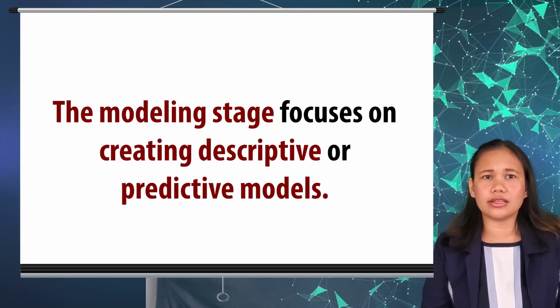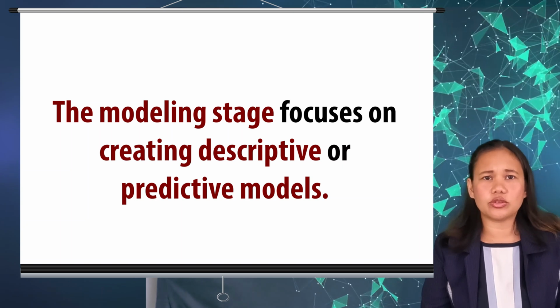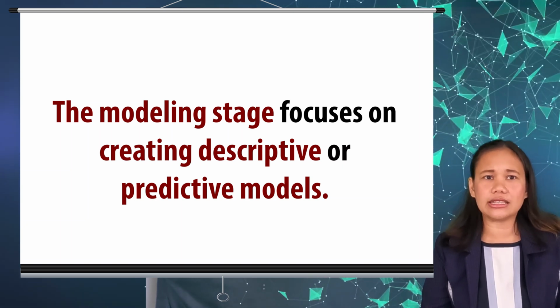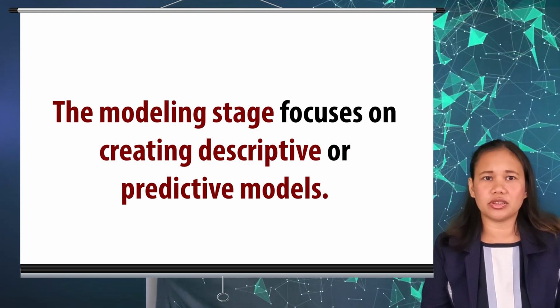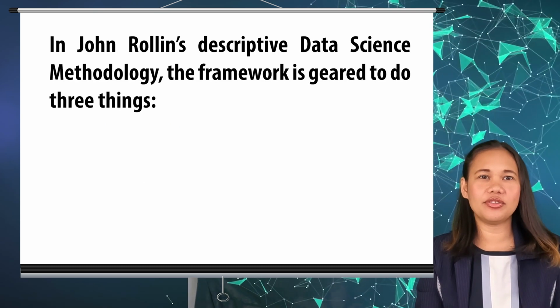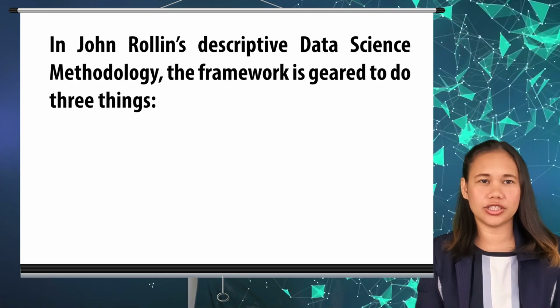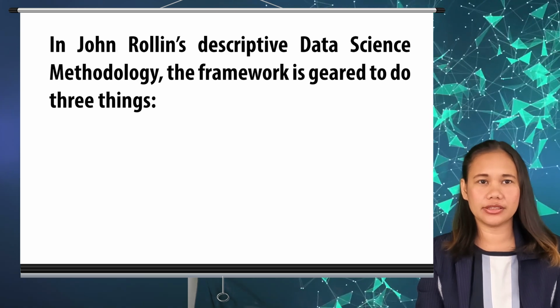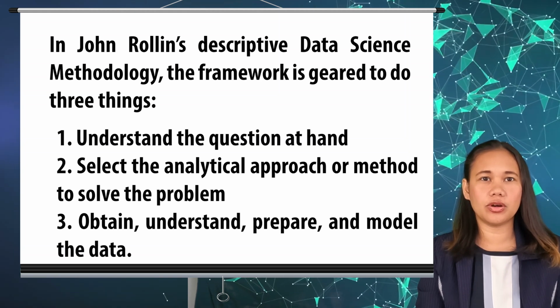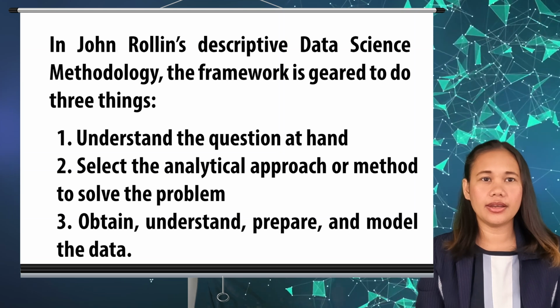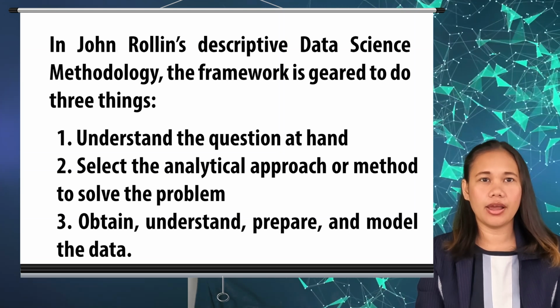The modeling process is typically highly iterative as organizations gain intermediate insights, leading to refinement in data preparation and model specification. In John Rollins' descriptive data science methodology, the framework is geared to do three things: understand the question at hand, select the analytical approach or method to solve the problem, and obtain, understand, prepare, and model the data. The final phase of data analytics is significantly easier if you follow the three steps.